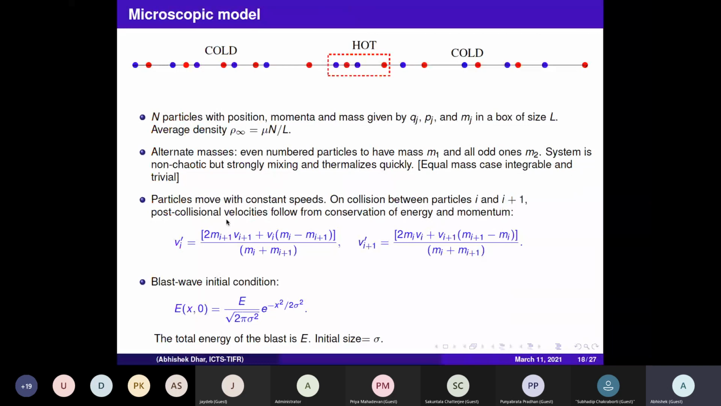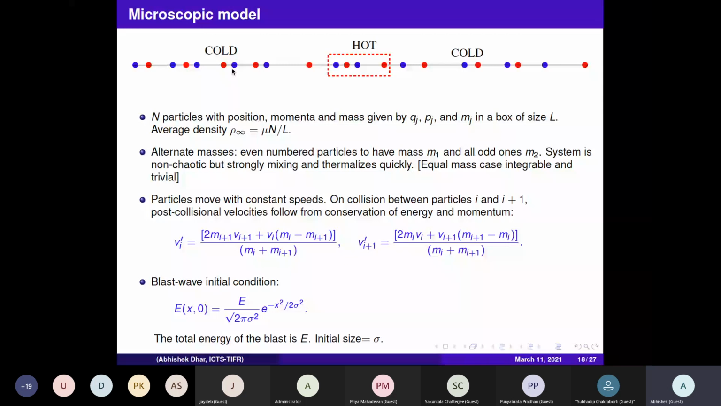This is the precise microscopic model. We have point particles, colored red and blue, on the line. We sprinkle them uniformly on this line with some density, which is rho infinity. We take the masses of the particles to be different: the red particles have mass m1 and the blue particles have mass m2. The reason is that if you take equal masses, then the system is integrable, and it won't reach thermal equilibrium. So it's a bad system if you take equal masses. If you take unequal masses, then it's known to be strongly mixing and thermalizes very fast.